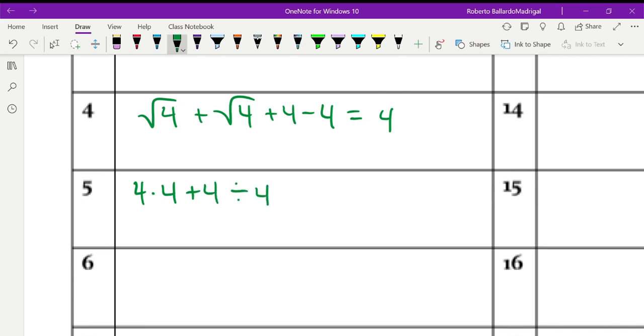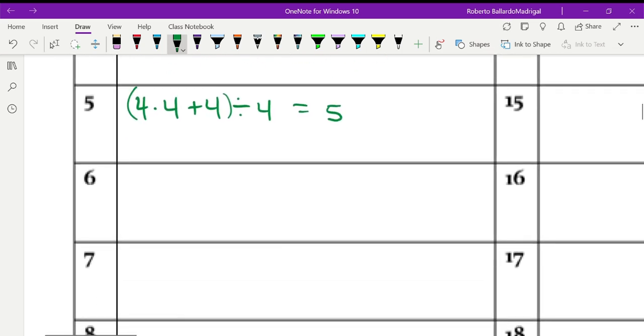4 times 4 is 16. 16 plus 4 is 20. Divided by 4 is 5. Good. Number 6, how do we get 6? Table 6. Kumani's group.